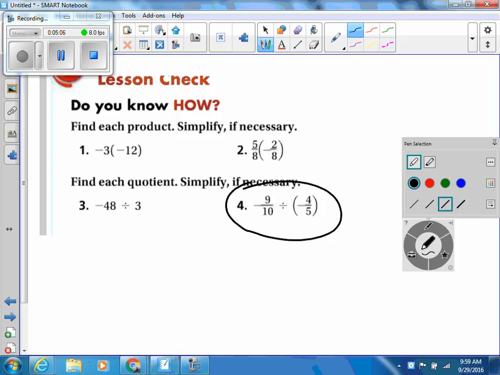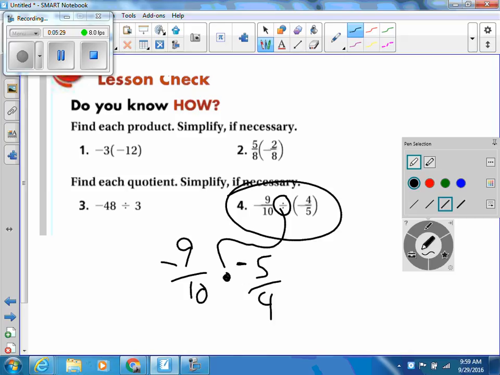Let's take a look at number 4. Negative 9 over 10 divided by negative 4 over 5. When I divide with fractions, what am I actually going to turn that division problem into? Multiplication. Excellent. So this is going to turn into times negative. Not only does it turn into multiplication, I have to flip the fraction. They call that in the math world reciprocal. You take the fraction and bam, flip it over.